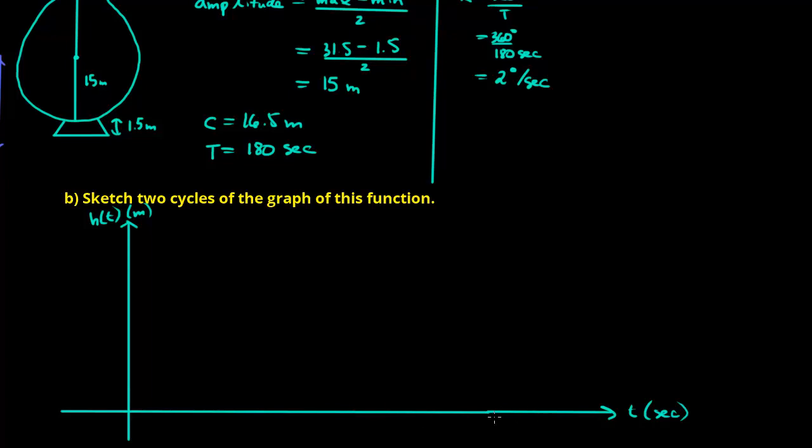So if we make this 360 seconds, well, then this would be 180 seconds. This would be 90 seconds. And this would be 270 seconds. We'd have 45 seconds, 135, this would be 225, and this would be 315 seconds.